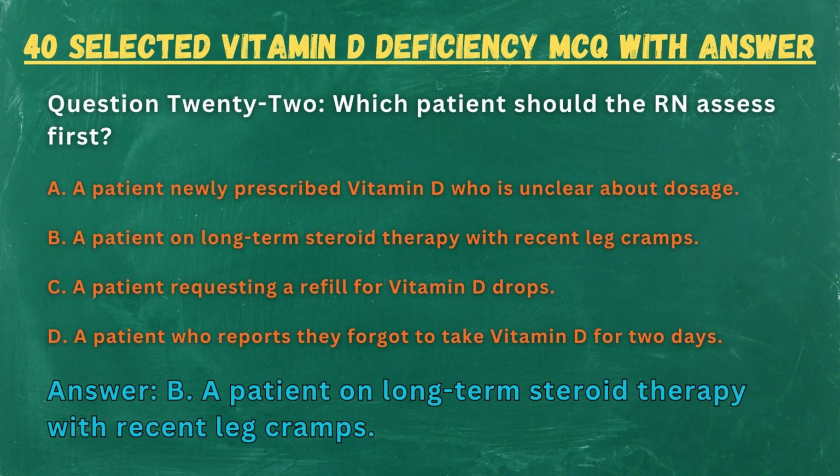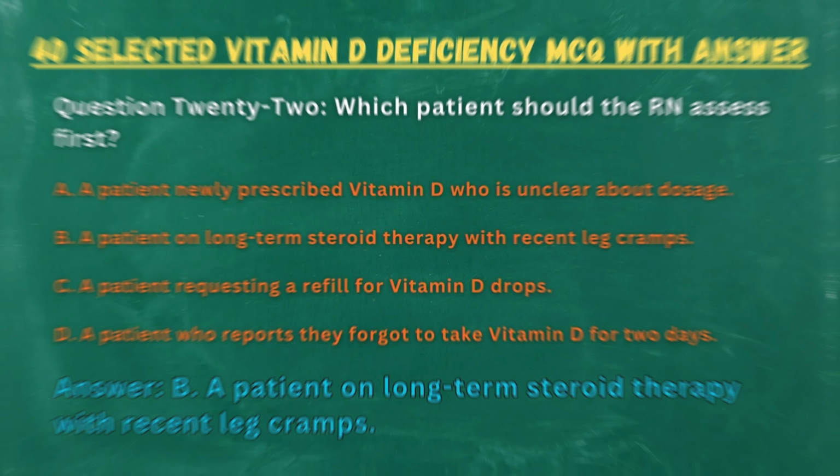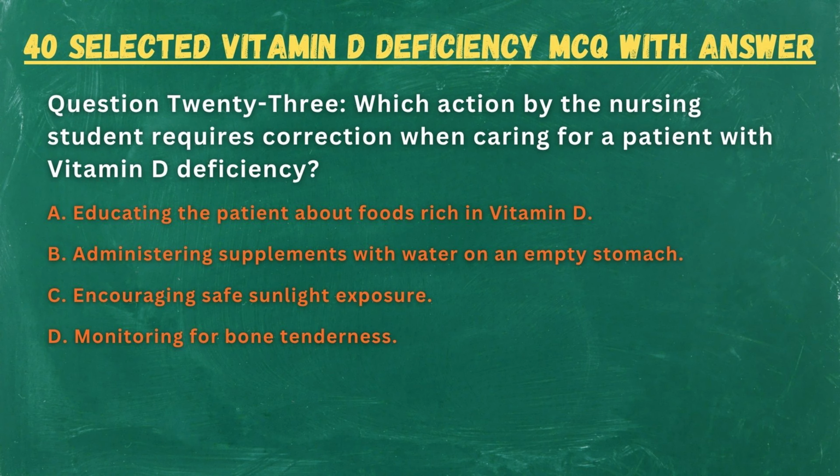Answer: B. A patient on long-term steroid therapy with recent leg cramps. Question 23. Which action by the nursing student requires correction when caring for a patient with vitamin D deficiency? A. Educating the patient about foods rich in vitamin D. B. Administering supplements with water on an empty stomach. C. Encouraging safe sunlight exposure. D. Monitoring for bone tenderness.